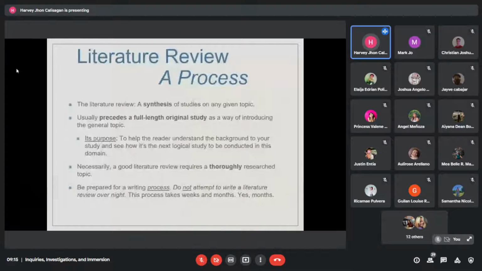And be prepared for writing. Okay, very important: do not attempt to write a literature review in a hurry. This process takes weeks and months. And yes, it's months. Okay, it's a long process.